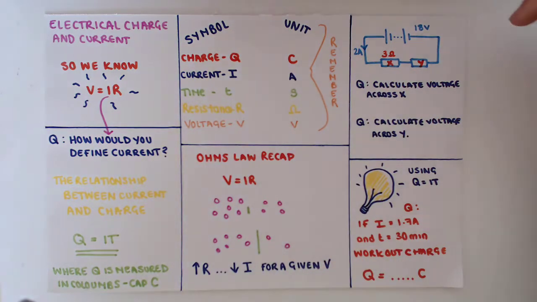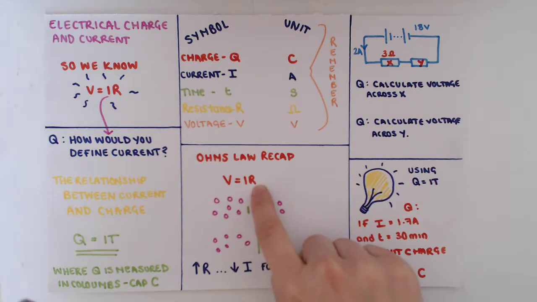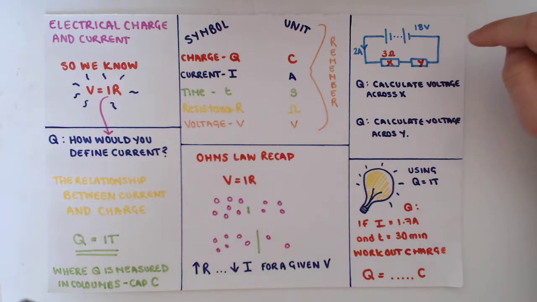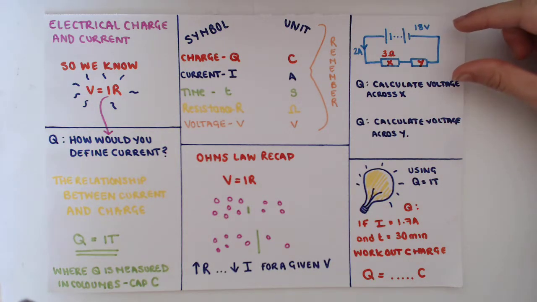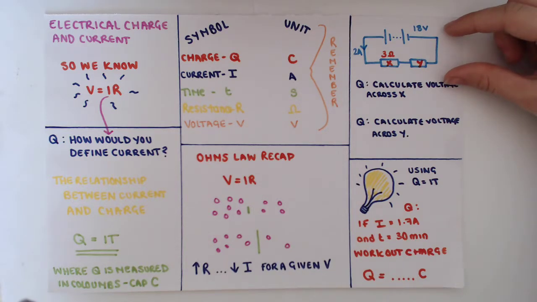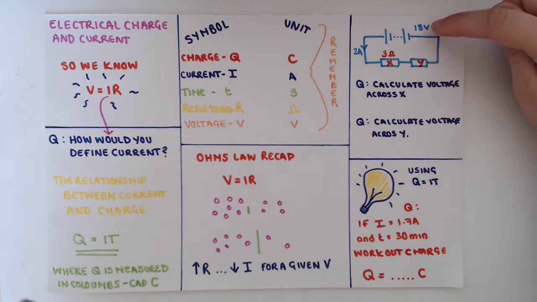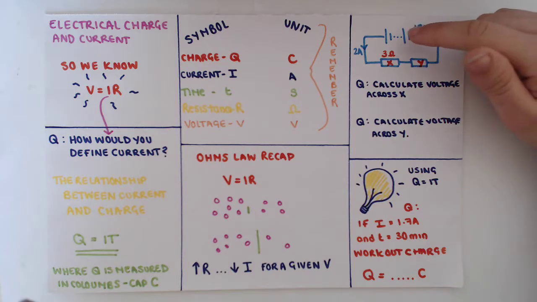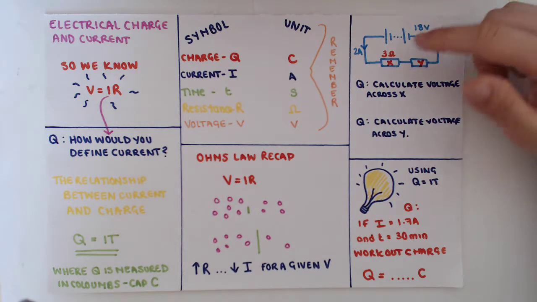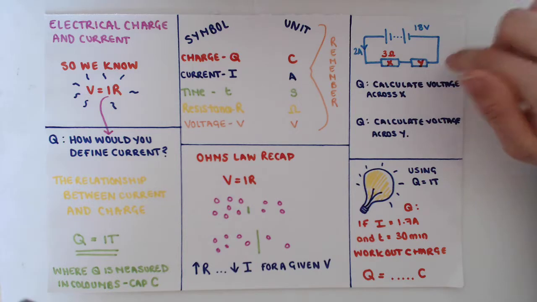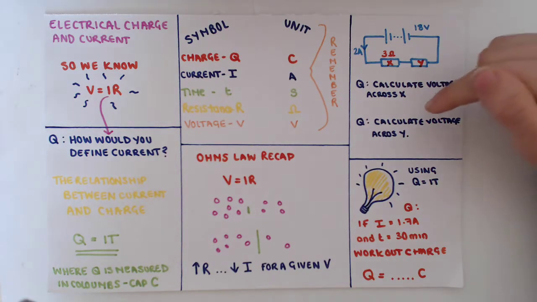Okay, I'm going to give you an example of how to use Ohm's law. I want you to pause the video and try it out for yourself first, and then we can go over it. We've got a circuit here in series. You have two resistors in series, X and Y, and a voltage of 18 volts. Now remember, in a series circuit, the voltage is shared, but the current is the same throughout the resistors. If I want to calculate the voltage across X, what am I going to do? Pause the video.